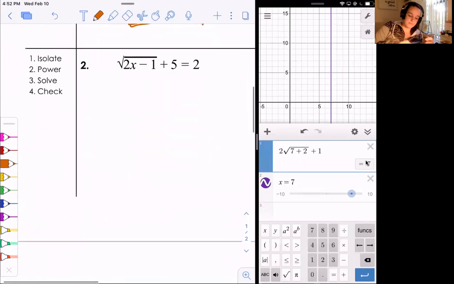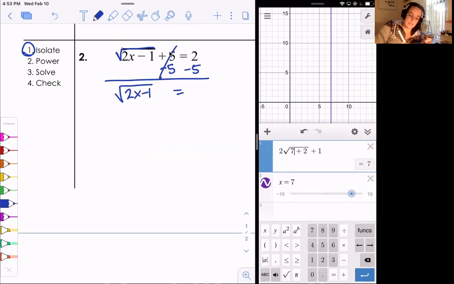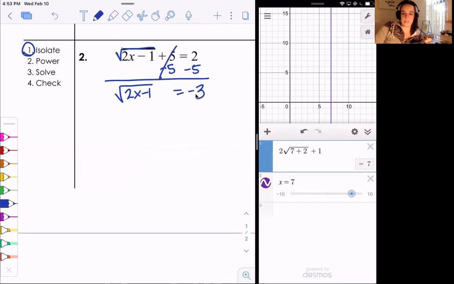Same steps. Same steps. So first thing we need to do is isolate, right? We want to get the square root by itself. I have this plus 5. It's not a part of it. So I'm going to go ahead and subtract 5 on both sides. Gives me the square root of 2x minus 1 equals negative 3. 2 minus 5 is negative 3. That's my first step. Second step, take it to a power. Opposite of a square root is a square. I do that on both sides.